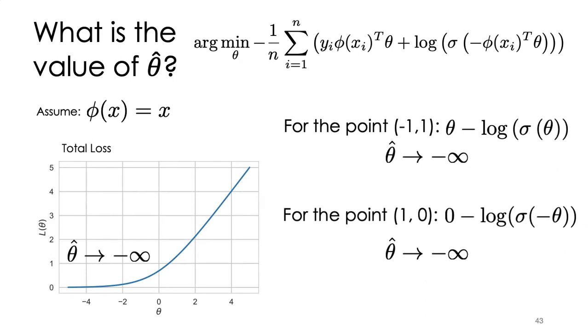So no big surprise when you look at the total loss, or average the loss across both of the points. Your best theta is still rushing off to minus infinity. And what does that mean in terms of our actual prediction for whether we're going to get a 1 or a 0?